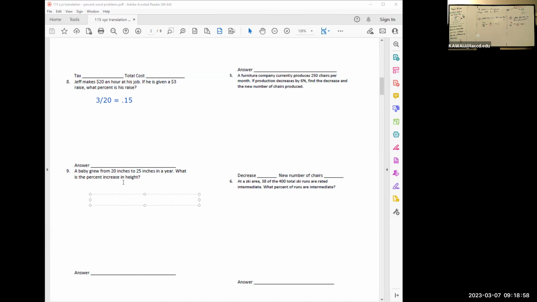Now, this one over here, we want to know the percent increase. So that sort of gives us hints that this person's going from 15 to 20, that we want 5 over 20, which is equal to 0.25 or 25%. Okay, let's do this one over here, number 6.